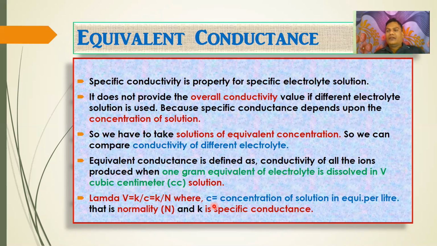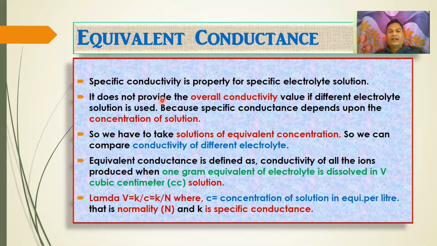But when we study the overall conductivity of all the ions, that means different electrolytes are added in a solution, at that time this property, that is specific conductivity, is specific only for particular electrolytes. It means if you are considering KCl, it gives only KCl, so it doesn't think about any other electrolyte which is added along with the KCl. It may be NaCl, it may be NaOH or any other. So what we have to do? So it is cleared in the second point.